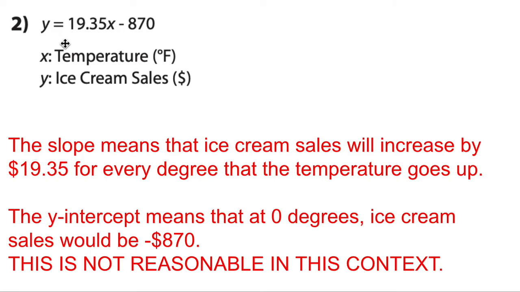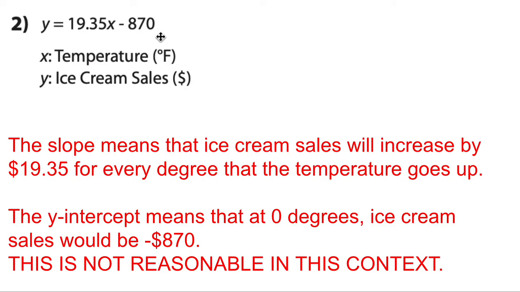For question number 2, the equation was y equals 19.35x minus 870. So what are we talking about here? The x-axis is telling us the temperature in degrees Fahrenheit, and the y-axis is telling us the dollar amount of ice cream sales. So this slope of 19.35 is telling us that the ice cream sales will increase by $19.35 for every degree that the temperature goes up.